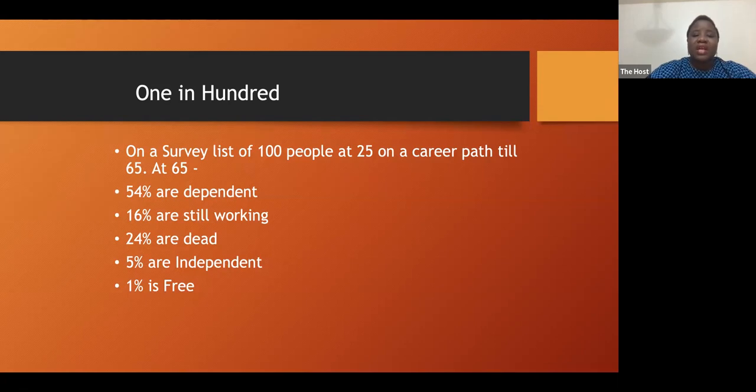Okay, when this research started, they were 25. By the time this research was done, they were 65. So over a 40-year period, what did they find out? They discovered that at 65, out of these 100 people, 54 of them were financially dependent. Being financially dependent means that you are depending on your children, like in this part of the world.